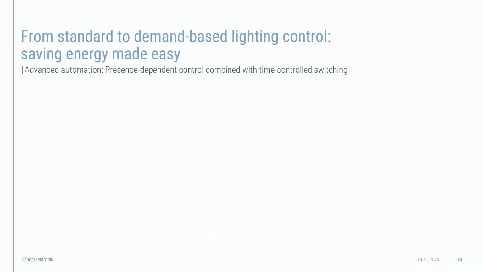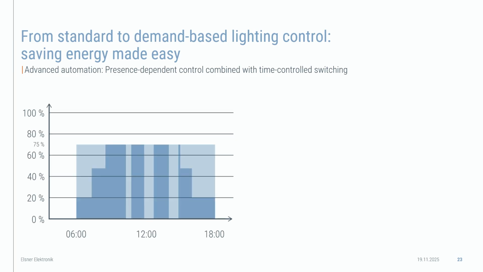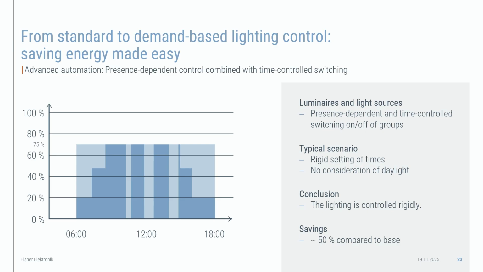We can further improve the automation by adding a presence sensor. This allows the light to turn on and off based on time and presence. This automation reduces energy even more, and saving up to 50% compared to basic manual control is possible.